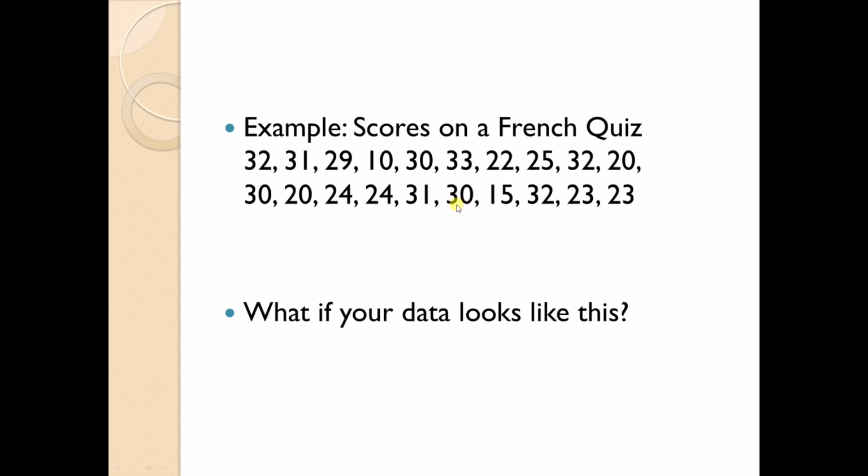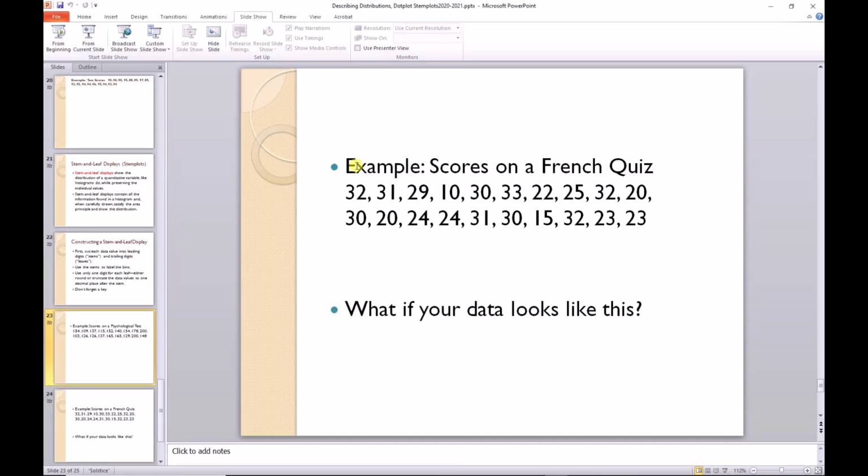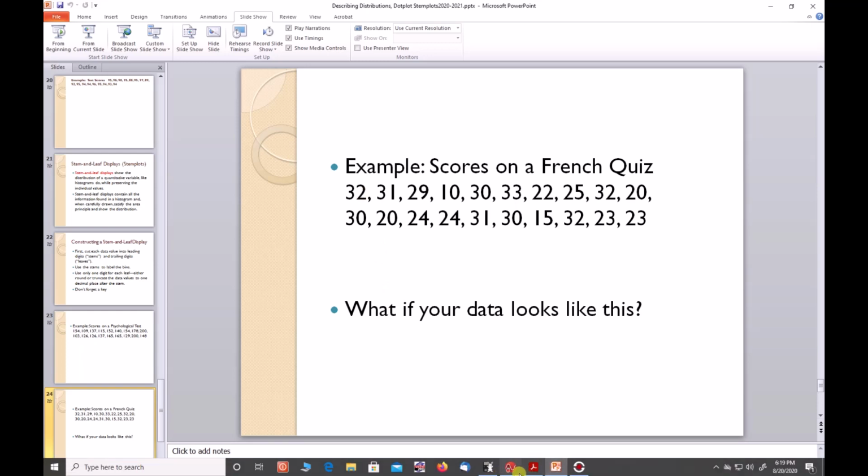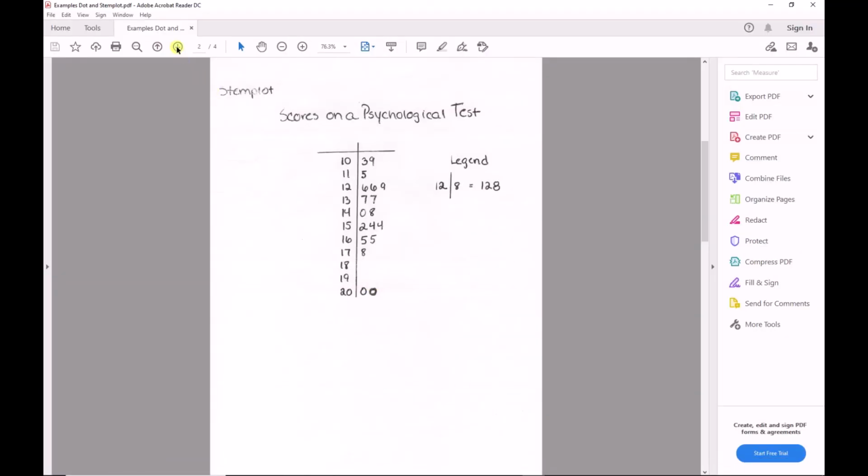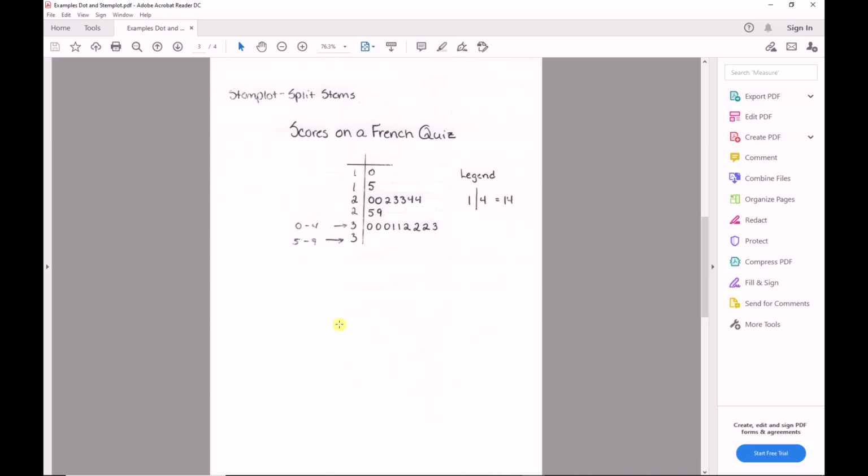So what do you do if your data looks like this? So let's go back and look at how I drew this out, because we may be able to find out what the answer is. All right, what you need to do is to split your stems. This first one in the tens goes from 0 to 4, and the only one I have there is a 0. The next one, your leaves go from 5 to 9. So that's 15, but there aren't any. So these leaves go from 0 to 4, and these go from 5 to 9.